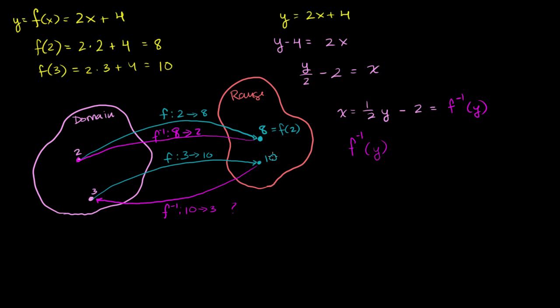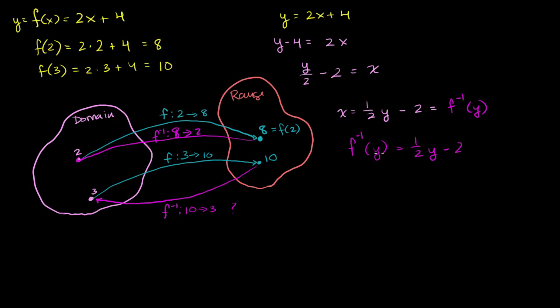So now the range is the domain for f inverse. F inverse as a function of y is equal to 1/2 y minus 2. So all we did is we started with our original function, y is equal to 2x plus 4. We solved for y in terms of x. Then we just do a little bit of algebra, solve for x in terms of y, and we say that is our inverse as a function of y, which is right over here.